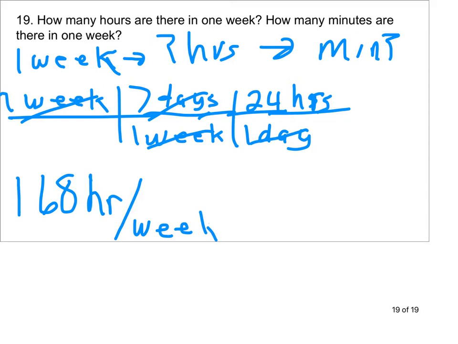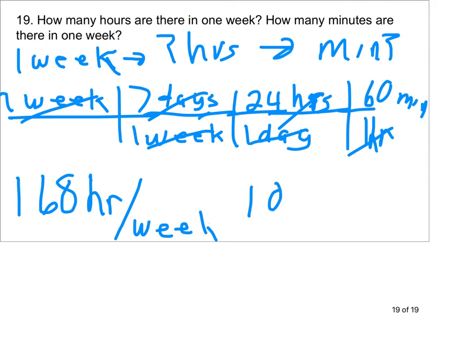And then we want to get that changed into minutes. Come back up to our problem. 1 hour is 60 minutes. The hours divide out. So we just take that preceding answer, multiply it by 60, and we get 10,080 minutes in a week.